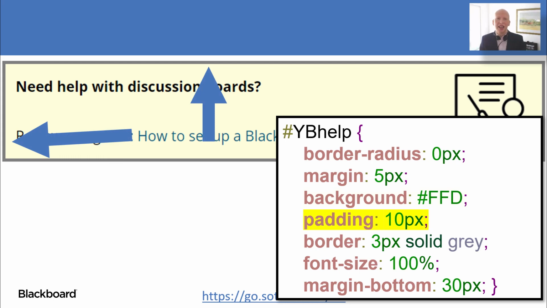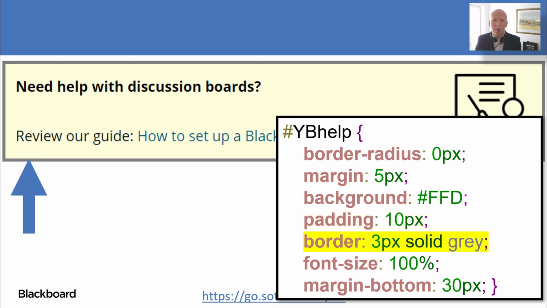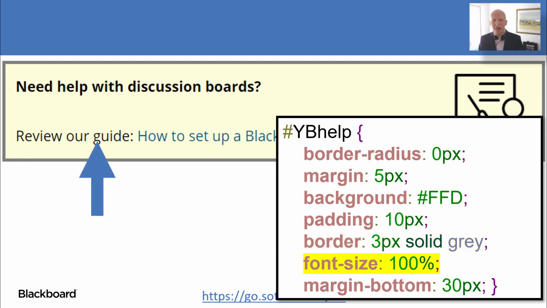The padding is a little bit of space around the edge of the box, and this is on the inside. That just stops the text being a bit too tight against the box, and just makes it look maybe a little bit more professional, or just a little bit clearer, more easy to see. The border is 3 pixels wide, and it's solid and it's grey. Font size, I've put in 100%. Later on I'll be showing you a variation on how to set the font size.